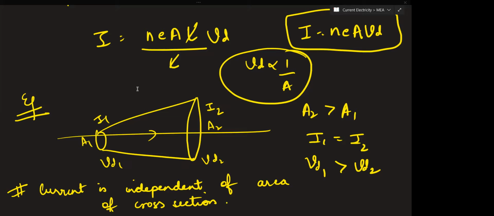But regarding drift velocity, from the formula you can see drift velocity is inversely proportional to area of cross section. So if A2 is greater than A1, at the wider end there will be lesser drift velocity. At the narrower end, where area is less, drift velocity will be greater, because both are inversely proportional to each other. So since A2 is greater than A1, VD1 becomes greater than VD2. Now is this clear?